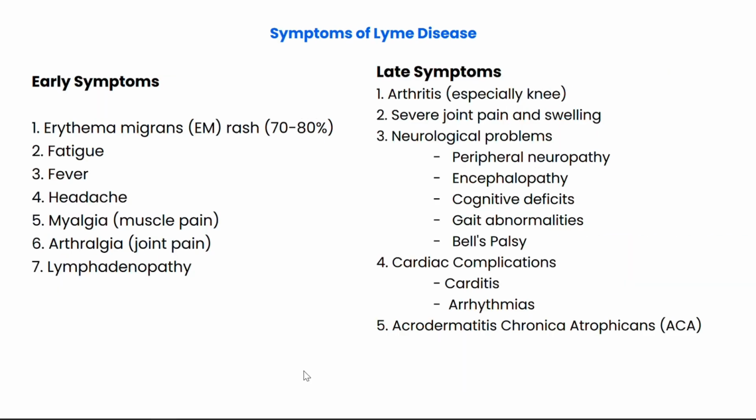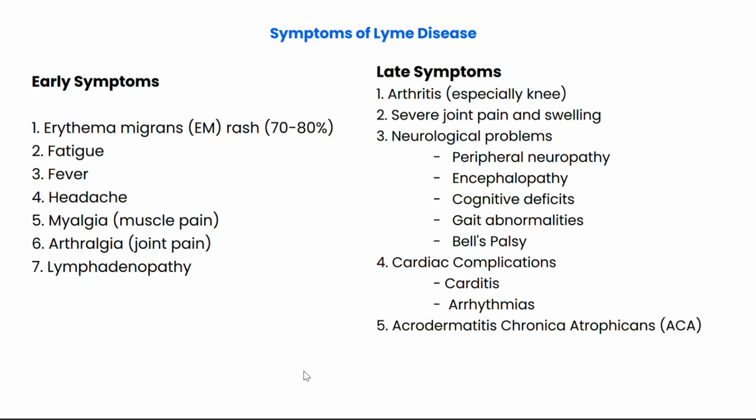Let's consolidate the symptoms we have discussed into early and late manifestations. Early symptoms, which typically appear within days to weeks after a tick bite, often include the characteristic erythema migrans, or EM rash. However, as we mentioned, the rash is not always present, occurring in about 70 to 80% of cases. Other early symptoms can be non-specific and flu-like, such as fatigue, fever, headache, muscle aches, or myalgia, joint pain, arthralgia, and swollen lymph nodes, or lymphadenopathy.